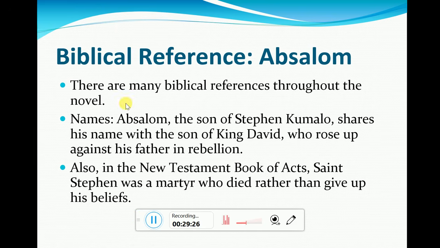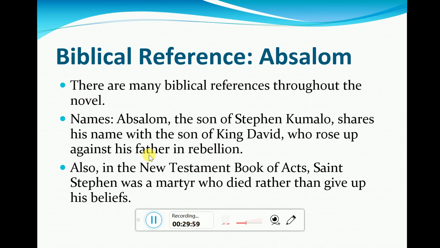And there are also biblical references, which can also be allusions. Allusions are when an author references something external to his or her work in a passing manner. For example, if the author makes reference to a musical artist or a song or to a great thinker or a philosopher. Now, there are many biblical references throughout this novel. For example, the name Absalom, the son of Reverend Stephen Kumalo, shares his name with the son of King David in the Bible, who rose up against his father in rebellion.